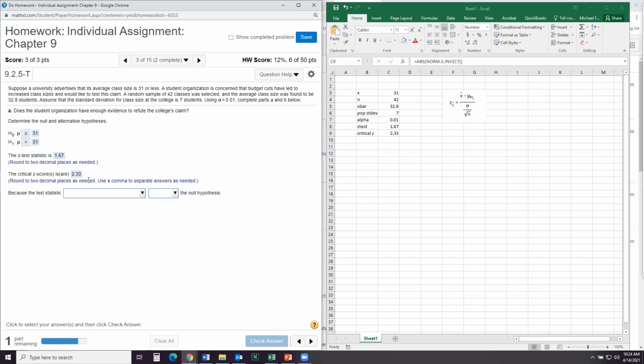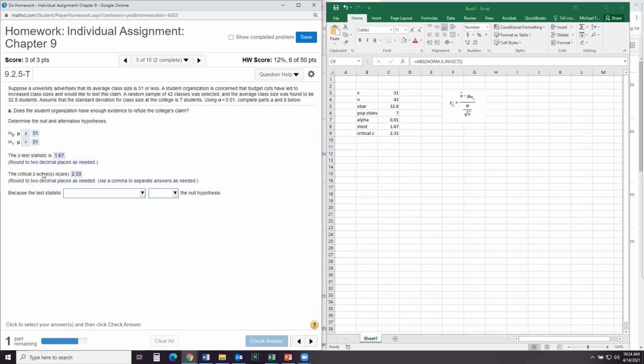In order for it to be definitive, we'd need a 2.33. So the fact that our Z-test statistic is less than that means it isn't far enough above the mean that we can feel confident saying the whole population mean has gone up. It could just be that this sample is a little higher, and if we took another sample, it might be a little lower.